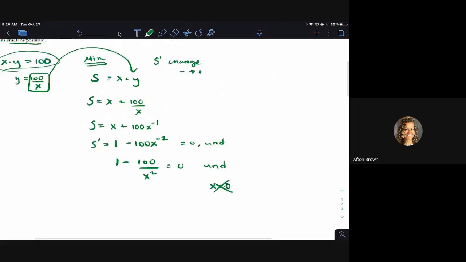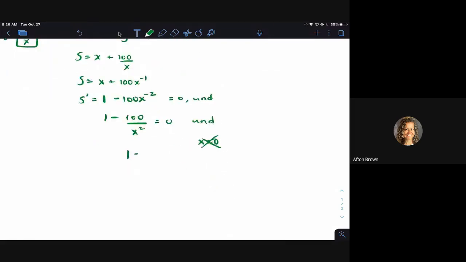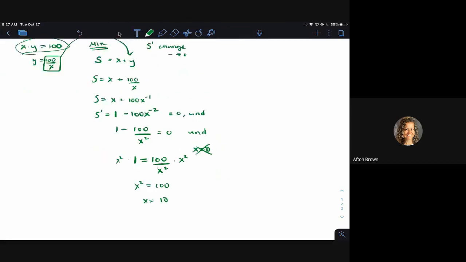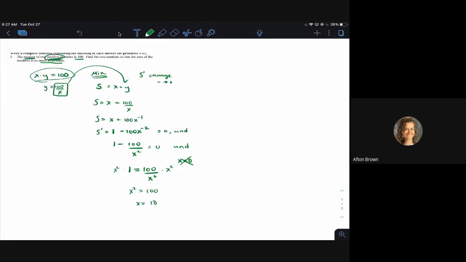I would just add the fraction over. So I'd say 1 equals 100 over x squared. Then what? Yeah, I would just multiply by x squared. So x squared equals 100. What does x equal? 10. How come only positive 10? Good. And it said positive numbers, right? It had to be a positive number.